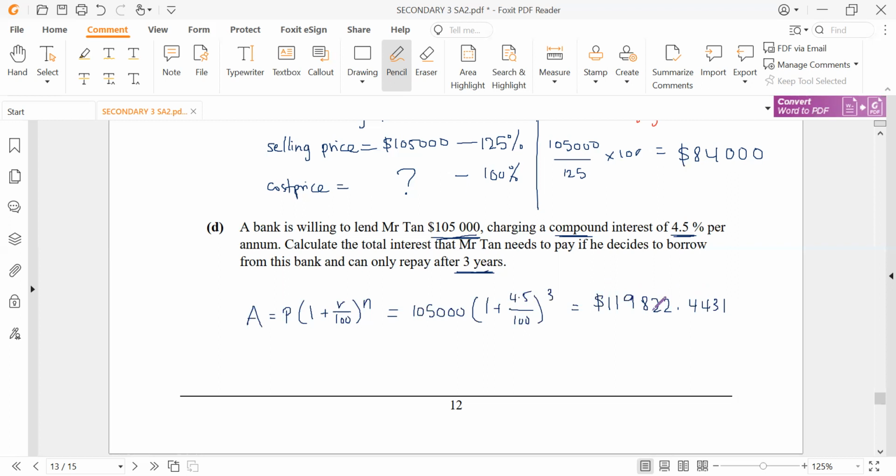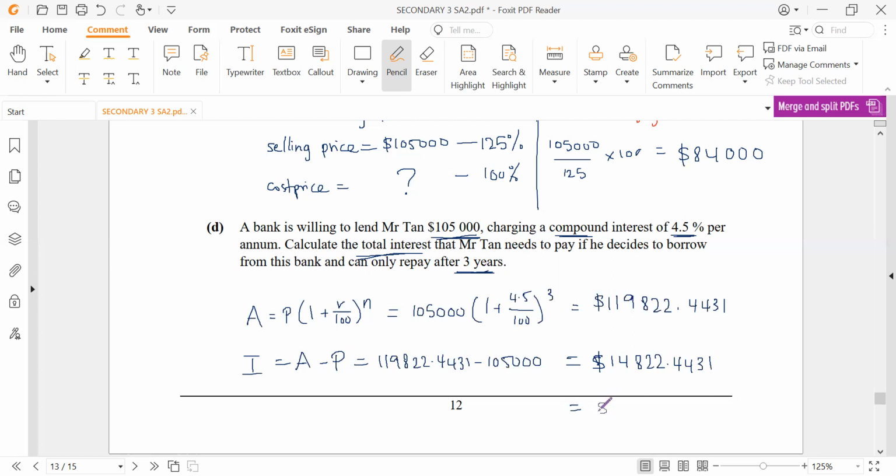All right, so we know compound interest formula A means the total amount. But you have to always read back the question. What does the question want? Does it want total amount or total interest? So it says calculate the total interest that Mr. Tan needs to pay. So in other words, we need to calculate I. So we take A, the total amount that we have to pay, minus the original amount, which is P. So 119,822.4431 minus 105,000 equals to, so the amount of interest is $14,822.4431.